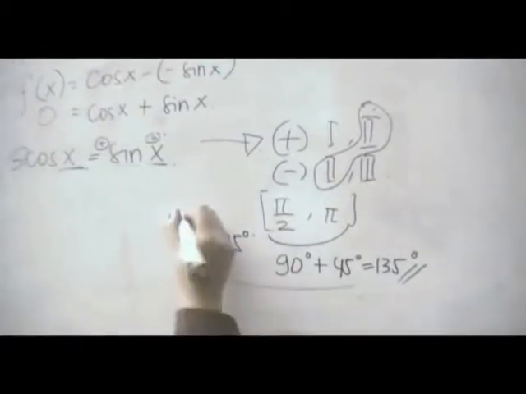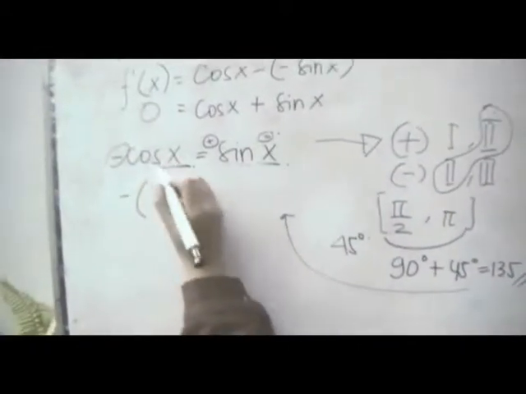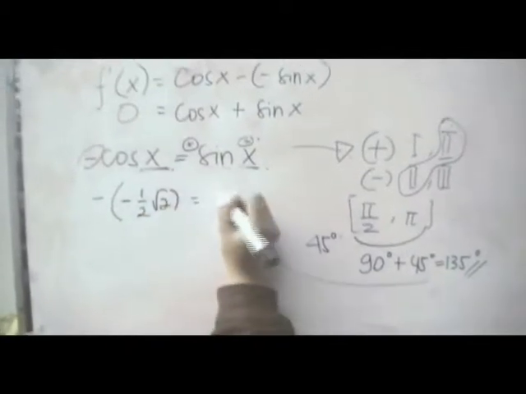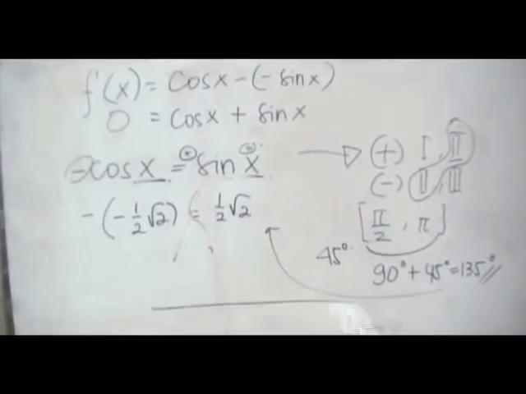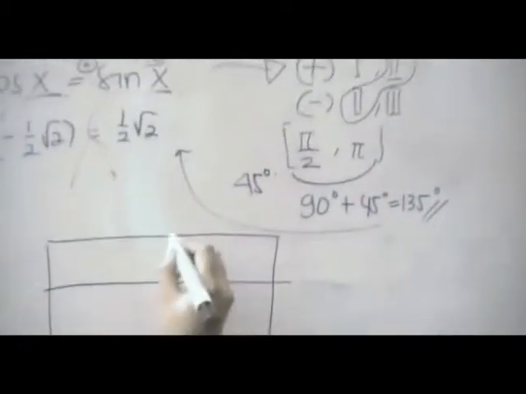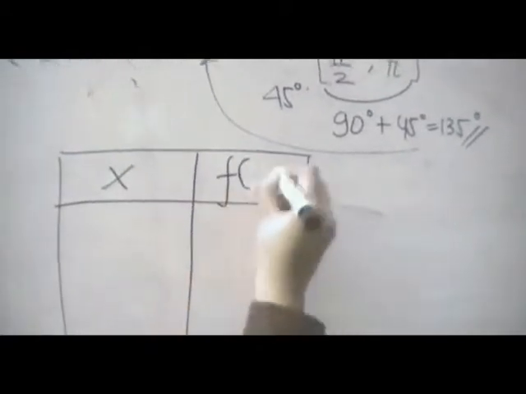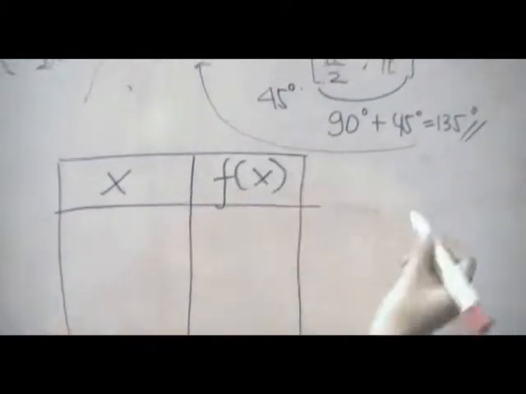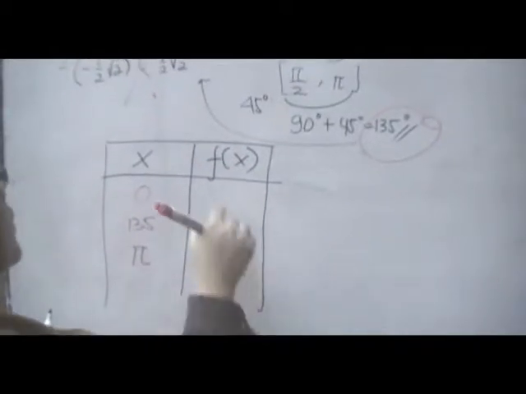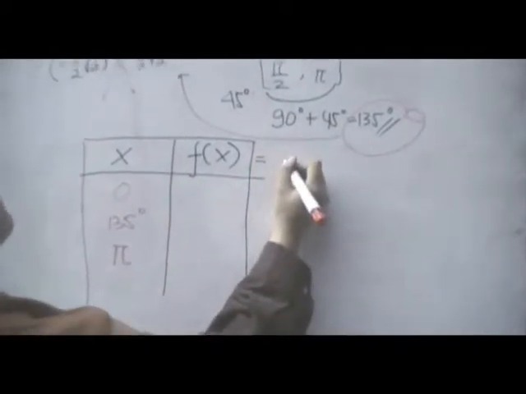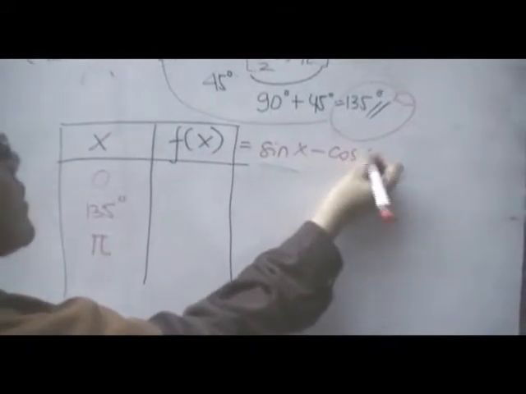Just check by plugging in. Sin minus cos, it will be half of root 2 each, that's the same, correct, cool. Okay, now just make a table like this. The first column is x, the second column is f(x). We need to find these values: 0, 135 degrees, and pi, where pi means 180 degrees. f(x) is, as you saw, sin x minus cos x.